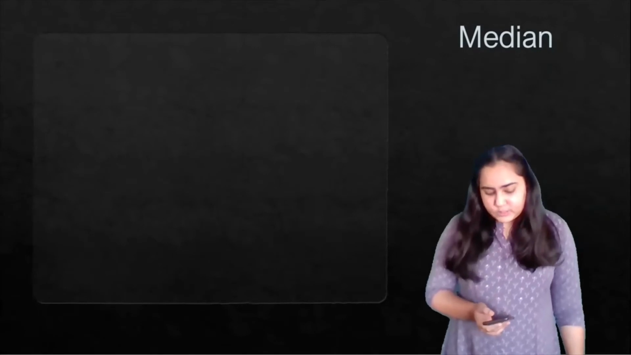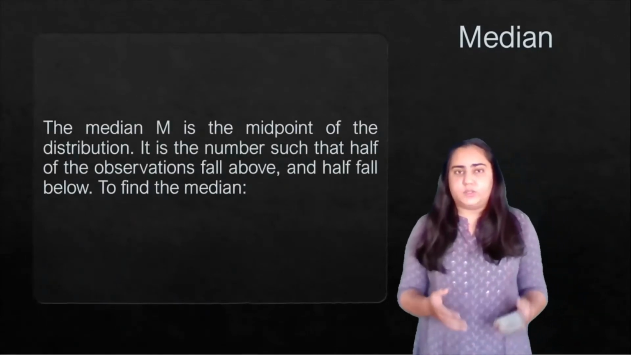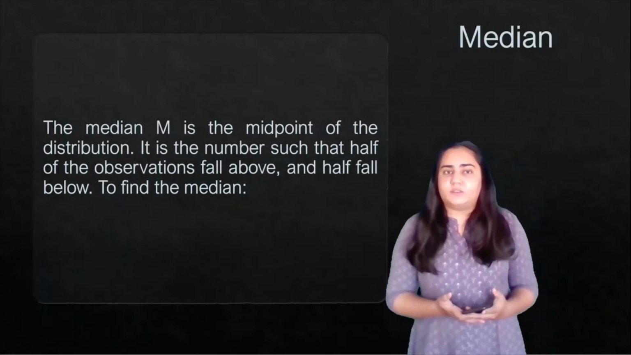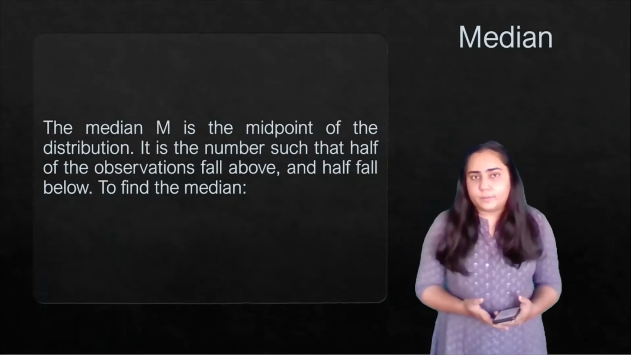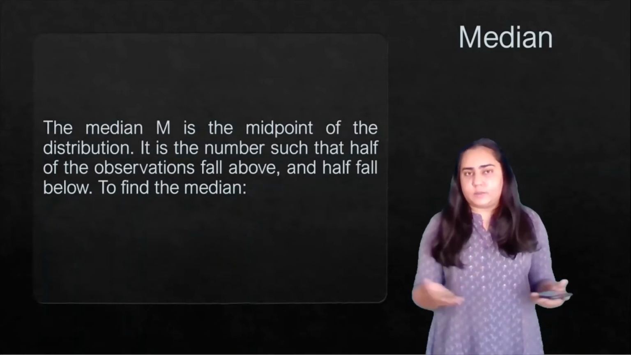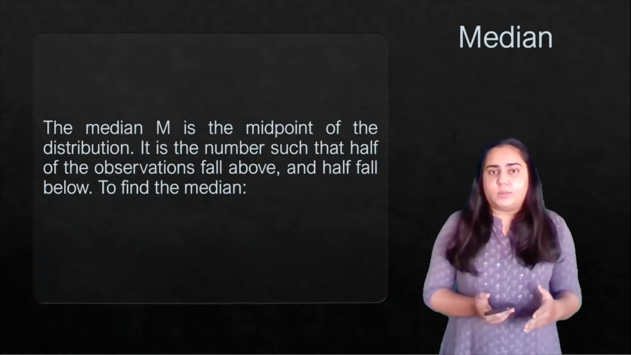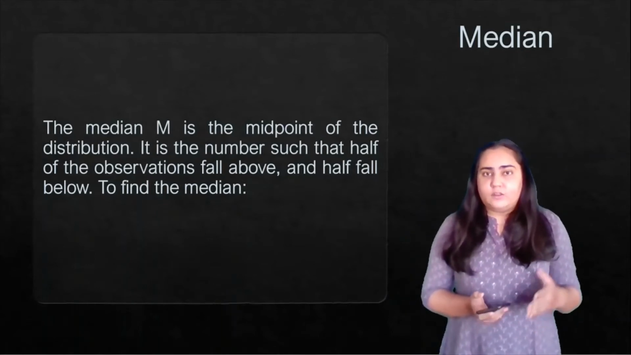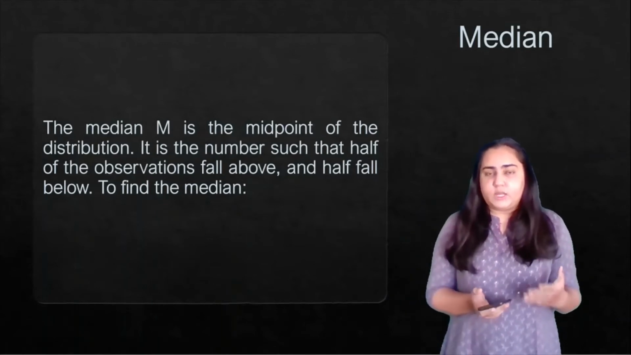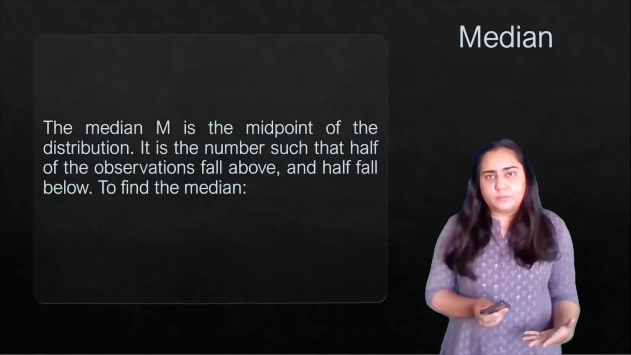Now we are going to take a look at median. So the median, which is denoted by capital M, is the midpoint of the distribution. Like we used to find the center of a histogram, this is the same thing. And it is the number such that about half the observations fall above this point and about half of them fall below this point. And to find the median, we need to follow these steps.